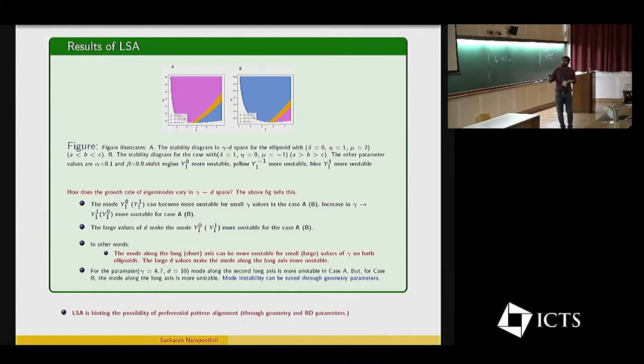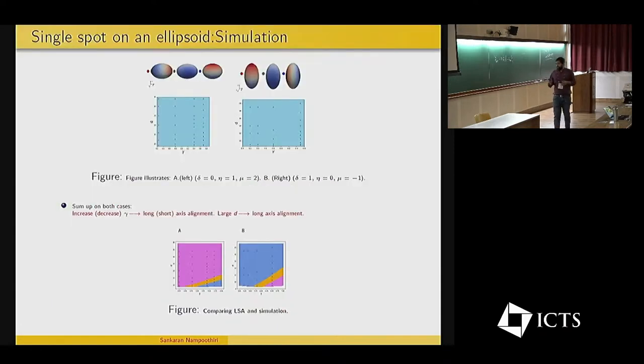For example, here for some gamma equal to 4 point something, the second long axis is more unstable, but for this parameter, the long axis is more unstable. So through tuning geometry and through tuning RD parameters, you can control which mode is going to be more unstable or less unstable. So LSA is already hinting that preferential alignment is possible through tuning geometry parameters and RD parameters. So LSA is already giving the hint, and in fact if you do it numerically, you will see that.